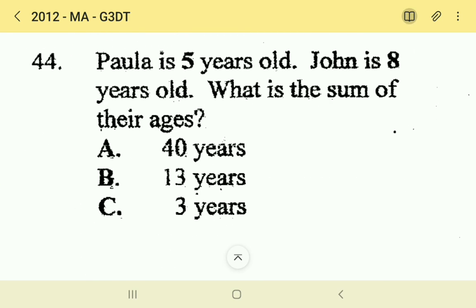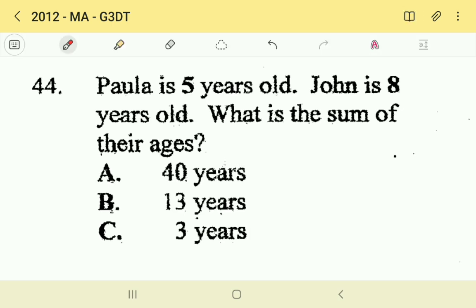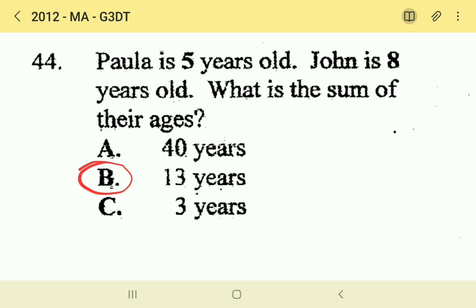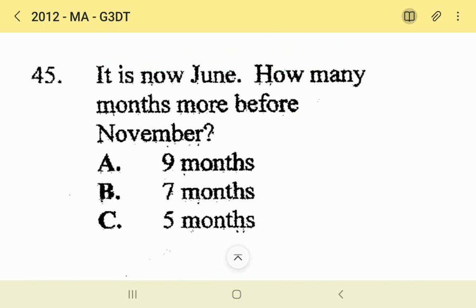44. Paula is 5 years old. John is 8. What is the sum of their ages? How would you get the sum of their ages? One is 5, one is 8. What should we do? We should add. 5 and 8 is 13. So the answer is B. 13 years old would be the sum of their ages.